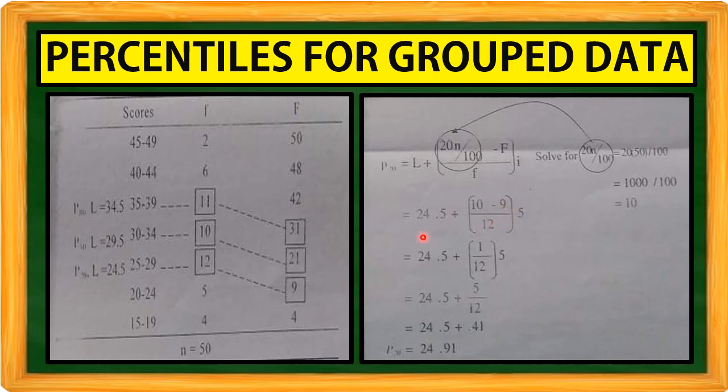And then the 9 is the cumulative frequency below the lower limit. So here is the 9. And this 12 is the frequency where the lower limit is located. Here is the 12. So 24.5 plus 1 over 12 multiplied by 5. 24.5 plus 5 over 12, or 5 divided by 12. 24.5 plus 0.41. Percentile 20 is equal to 24.91.